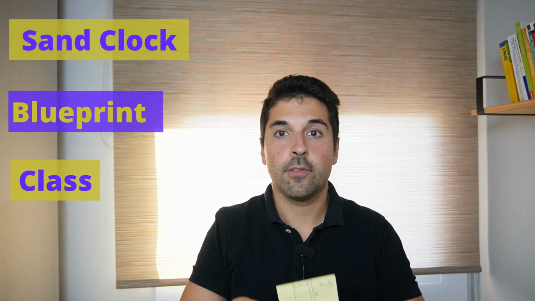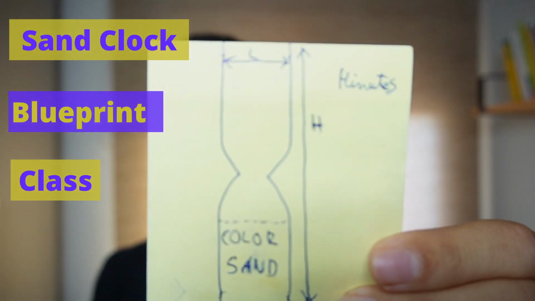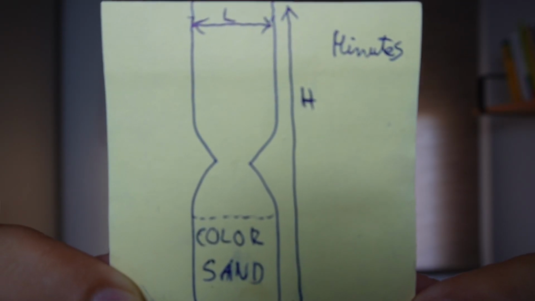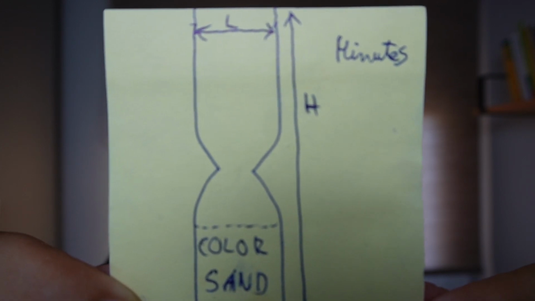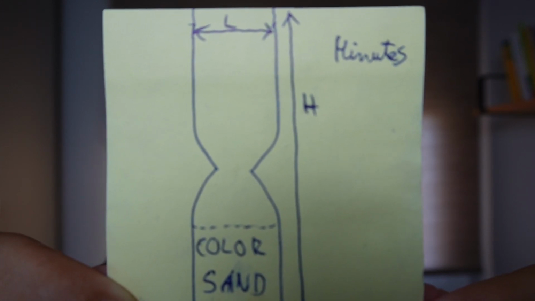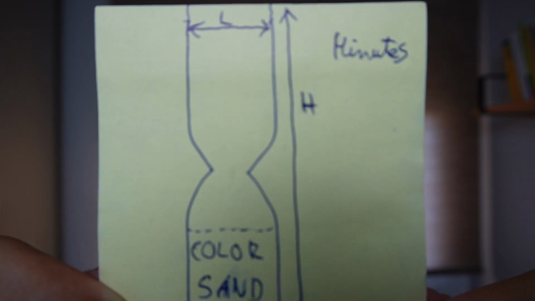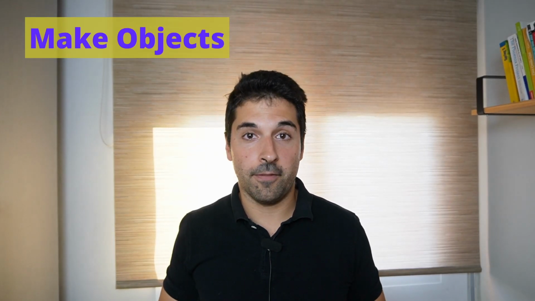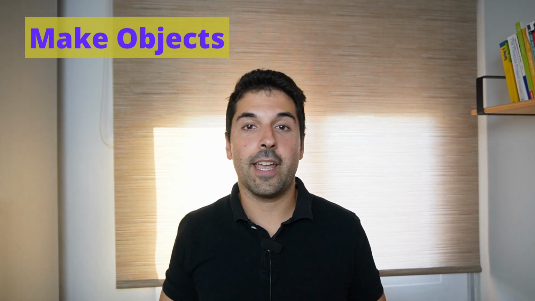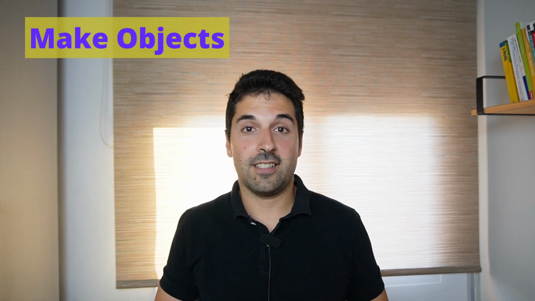So in my case, I want to build sun clocks, and this sun clock needs what? A blueprint, a class, and I made it for you. This is the blueprint for my sun clocks. I need it to have some dimensions with sun inside, color, and to measure some specific minutes. Once I have my class done and defined, my blueprint, I am more than able to produce sun clocks.